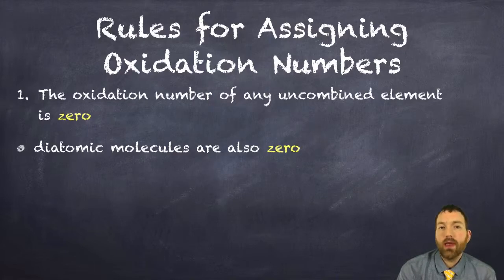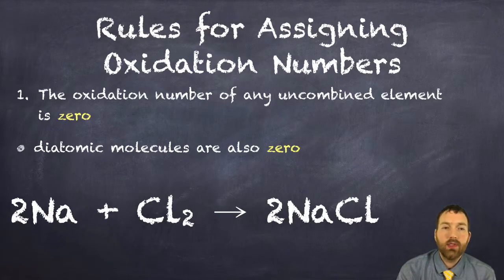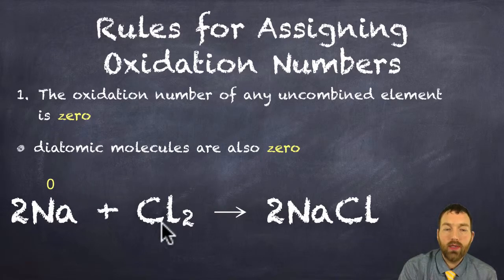Diatomic elements, or diatomic molecules, are treated as if they were elements, and they also have an oxidation number of 0. Here's an example. In this equation, I have sodium plus chlorine making sodium chloride. The uncombined element sodium, not bonded to any other atom of a different kind, gets an oxidation number of 0. The way we write oxidation numbers, they look like charges, but instead of being in the upper right-hand corner, they are usually written in the middle above the element, like this.